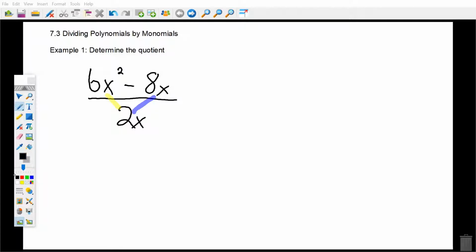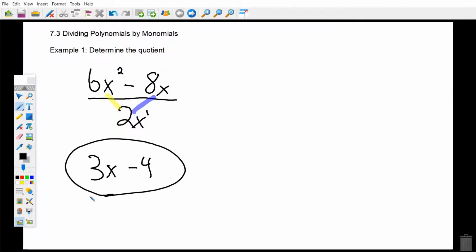So 6x squared divided by 2x, well, 6 divided by 2 is 3. And when you're dividing, you subtract the exponents. So 2 minus 1 is 1. So 6x squared divided by 2x is 3x. On the second one, negative 8x divided by 2x. Negative 8 divided by 2 is negative 4. And x would cancel out, leaving us with 3x minus 4.